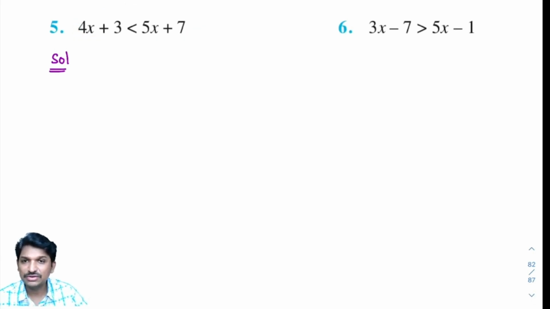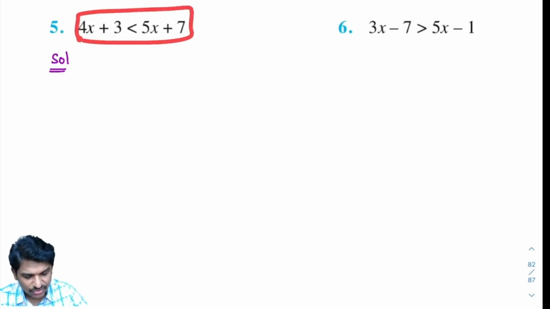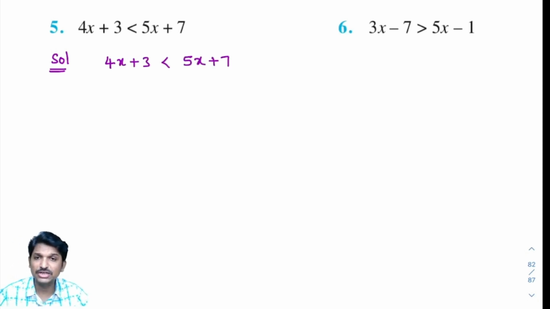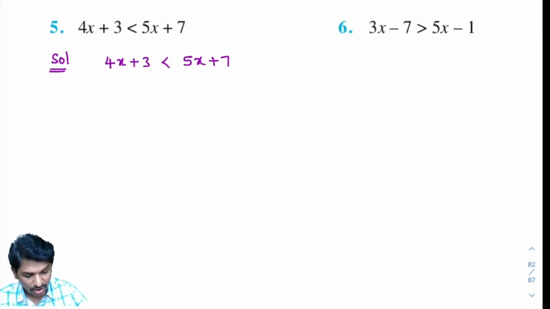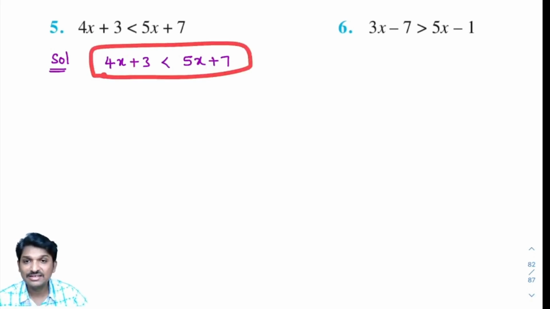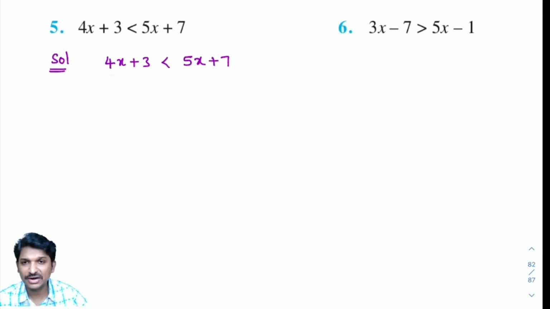I want x values. To get x values, what will I do? All x terms I'll write here. General method I said, general method. 4x plus 3 is less than 5x plus 7. Actually, I am not going to do it in this method. Now you need to know what the exact method is. I want all x terms only. So for that, what will I do? I'll subtract 3 on both sides, just to get x terms only on the left hand side.